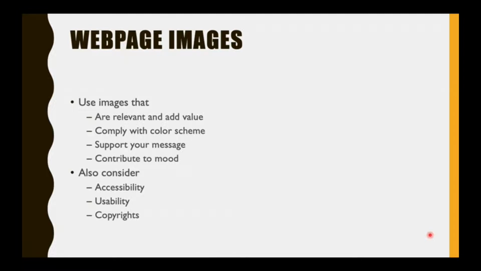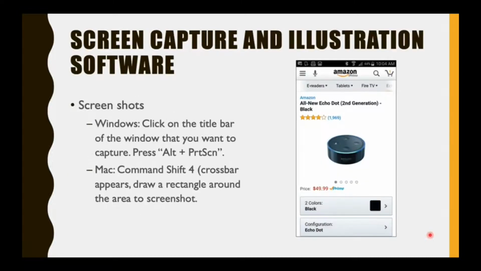Comply with the color scheme. So they're going to have those tones and colors that fit with your color schemes. They should support your message, contribute to the mood, as I mentioned, but also consider your copyright issues, which we've talked about, and accessibility issues. Make sure the alt text is very descriptive for people with visual impairments. Just a note, especially for doing placeholder text or setting up your initial wireframes or your mock-ups.